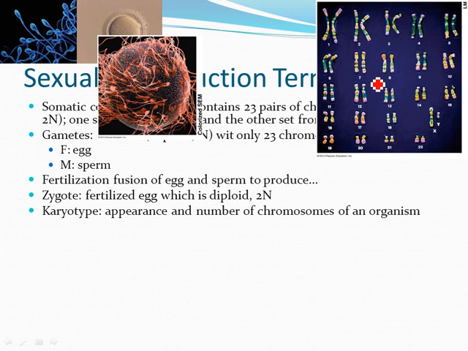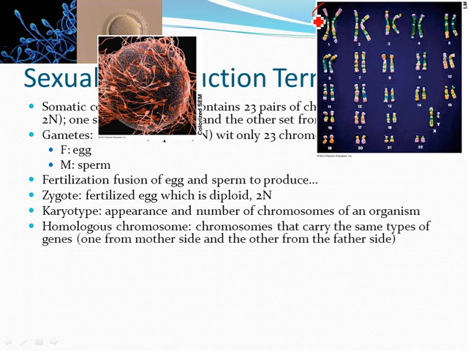Okay, karyotypes. Karyotypes is when you actually look at the appearance of these chromosomes and the amount of chromosomes that they are, and you match them up. These are then homologous chromosomes, when we were talking about the dad's side and the mom's side. We have one set here from our mom's side, one set here from our dad's side. These are the chromosomes that carry the same types of genes. Genetically, they might not be the same, but they carry the same types of genes.